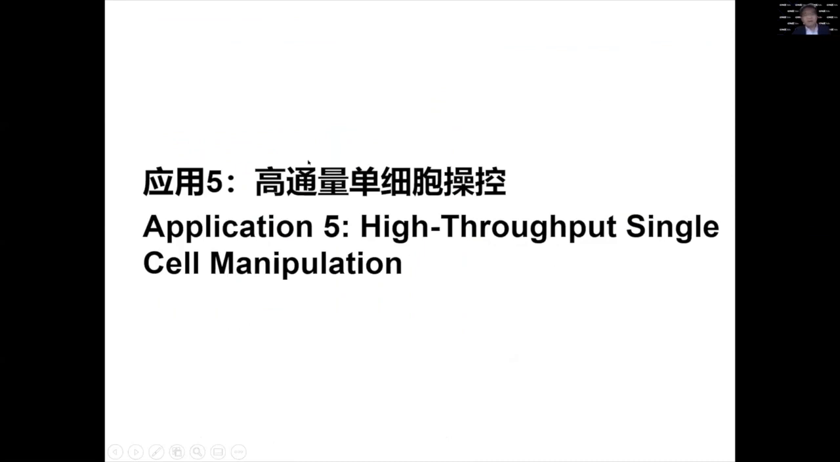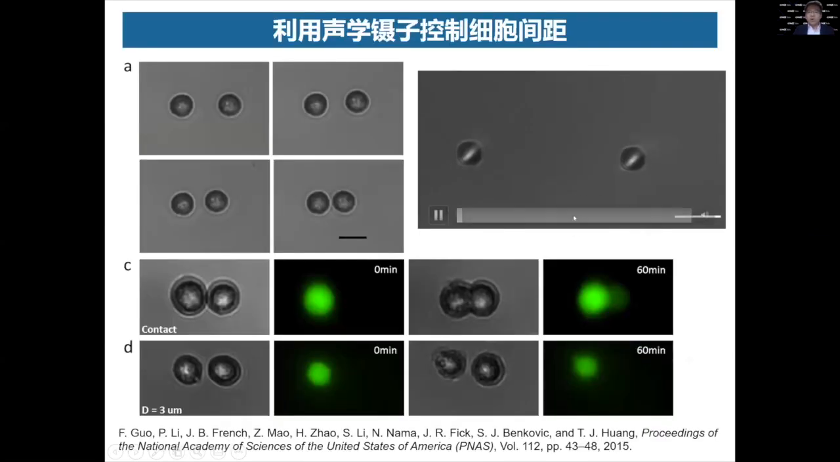So the number 5 application I'm going to talk about is high throughput single cell manipulation. Here it shows that using acoustic wave in a contactless manner, in Chinese, a 隔山打牛的办法, we can bring the 2 cells together. We can precisely control the cell-cell distance, and you can see when the 2 cells are in contact with each other, the dyes will be transferred from one cell to another one. And if we hold them apart by even 3 microns, the dye transfer will not occur.